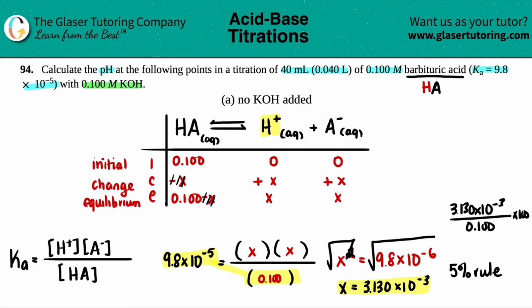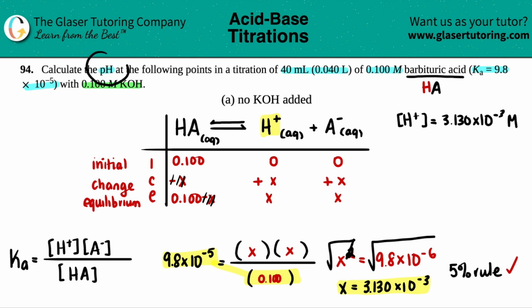3.13 times 10 to the negative 3rd divided by 0.1 times 100. Whew, it's 3.13%. So it's less than 5%. So it checks out, and now I can proceed. So this is a big check. It passed. And now we know that the x value, which was this, that's what the H plus was. So H plus equaled 3.130 times 10 to the negative 3rd molarity.